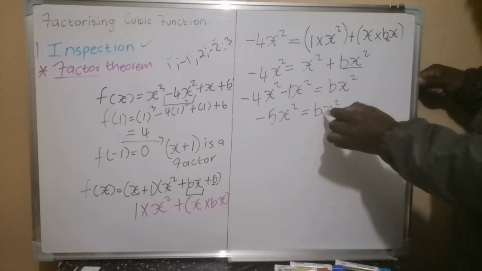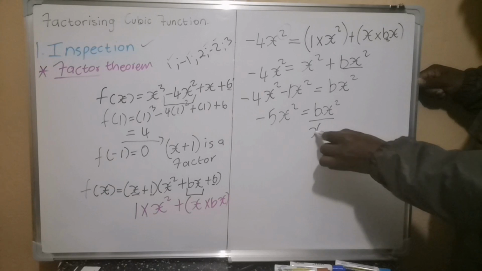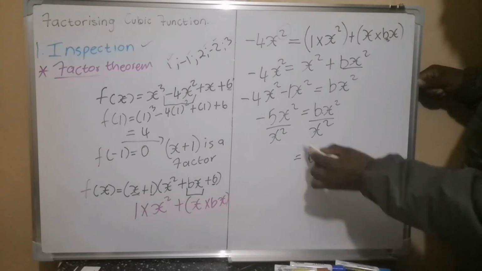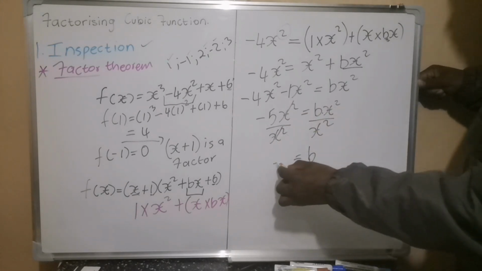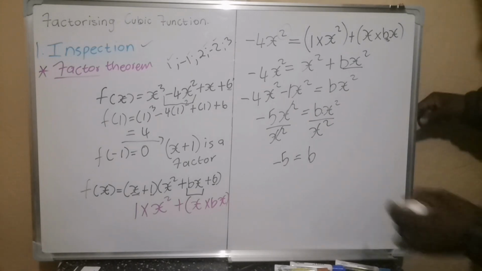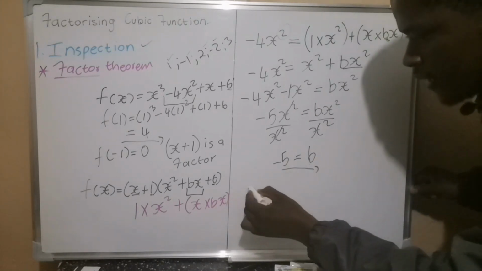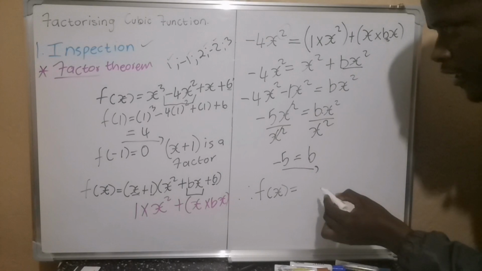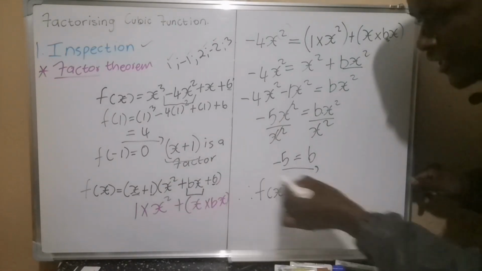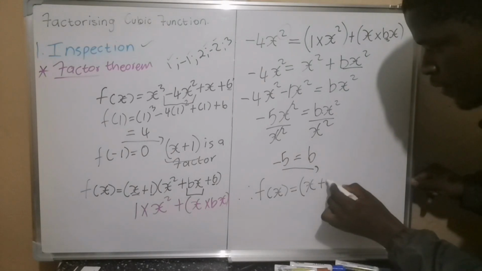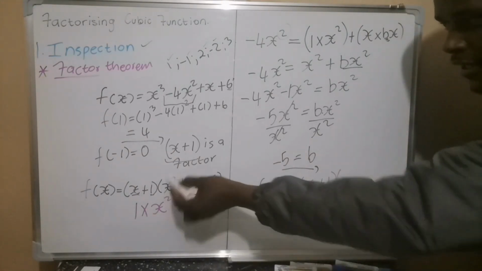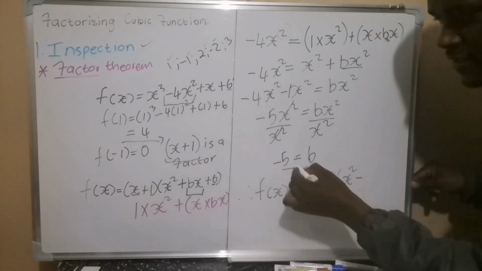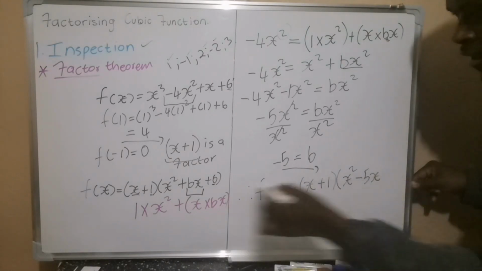I am multiplying here, so I'm going to divide both sides by x squared. Then b is equal to negative 5. Therefore, the value of b is negative 5. Therefore, f of x is equal to, remember, (x plus 1)(x squared minus 5x plus 6).